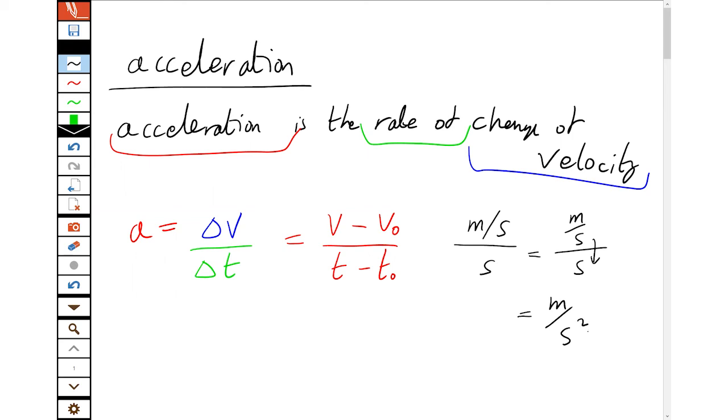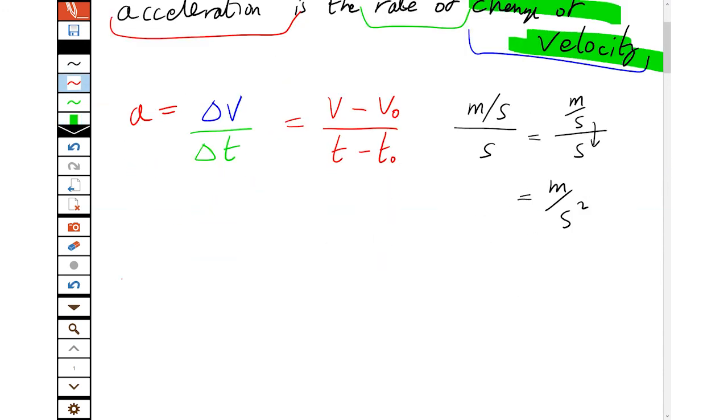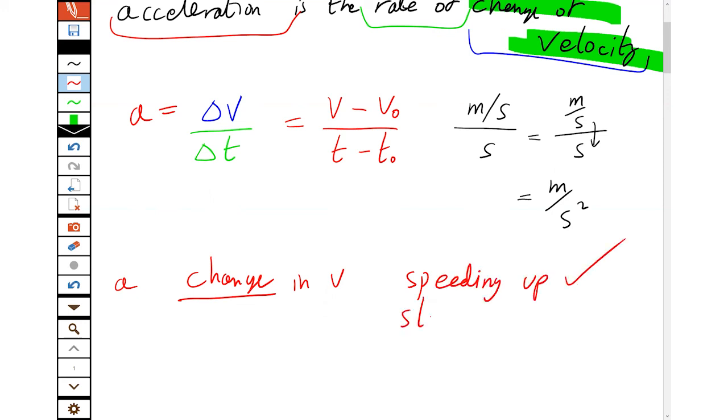Now, there's a little key thing here about the acceleration. It's to do with changes in velocity. Now, conversationally, we think of acceleration as getting faster, and that is a change in velocity. But acceleration deals with any change in velocity. So speeding up is an acceleration. Slowing down is also an acceleration. It's just an acceleration opposite in direction to the velocity you're going.